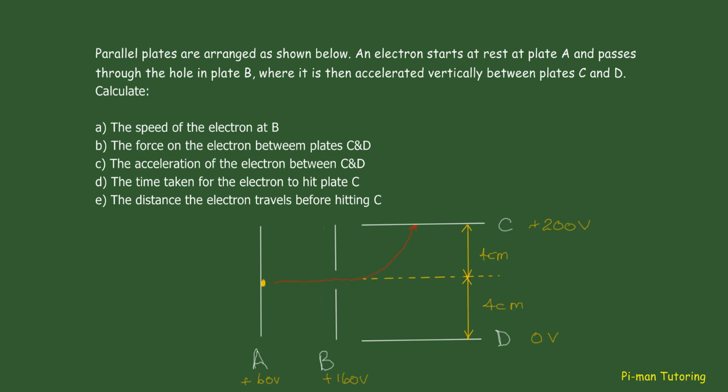We're asked 5 questions. In the first part, we want to know the speed of the electron once it hits plate B. We want to know the force acting on the electron when it's between plate C and D, the time it takes to actually strike the plate, and then also the distance that it travels before it strikes plate C. So those are the 4 things we're being asked to do. So let's see how we tackle this.